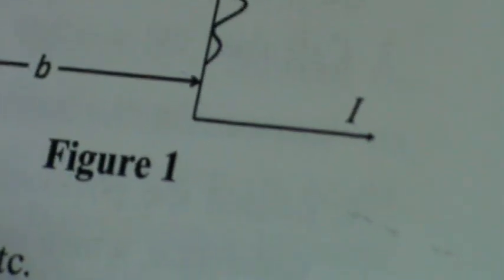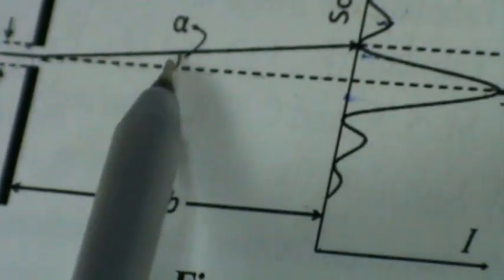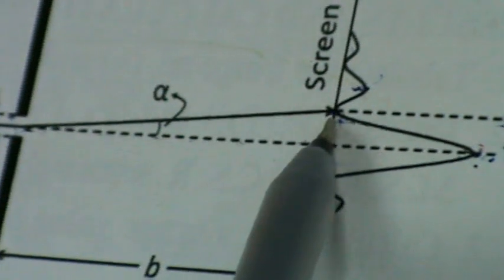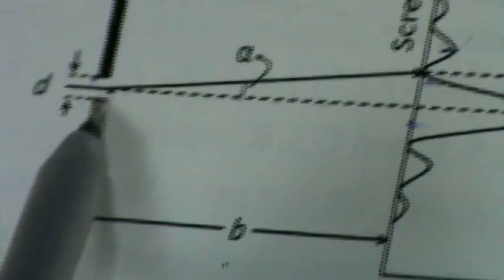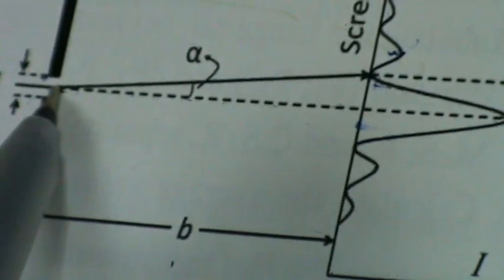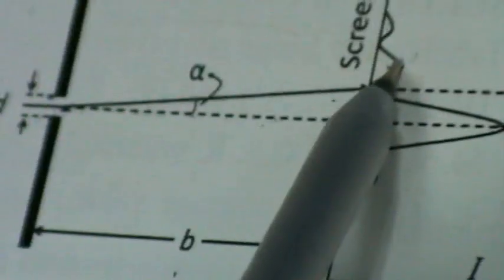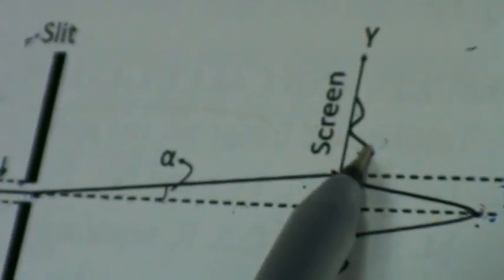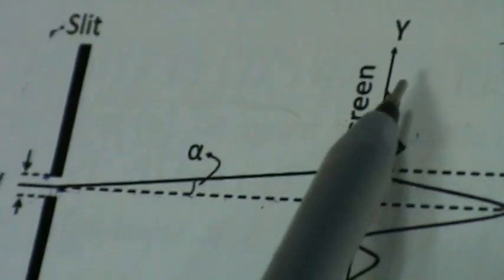So the distance between the slit and the screen is denoted as B. Alpha is the angle corresponding to the first minimum with respect to the central point of the slit, as shown over here. It is also possible that we can find out what is the value of alpha corresponding to first secondary maximum, second minimum, second secondary maximum, etc.